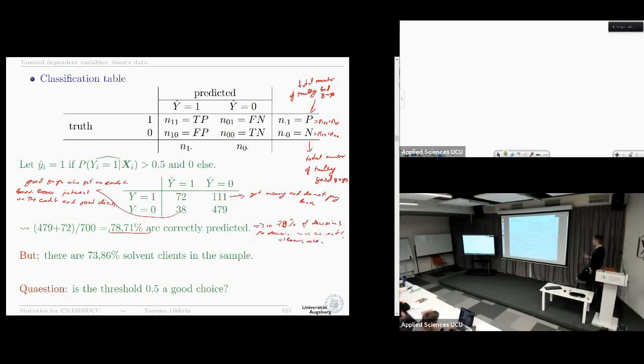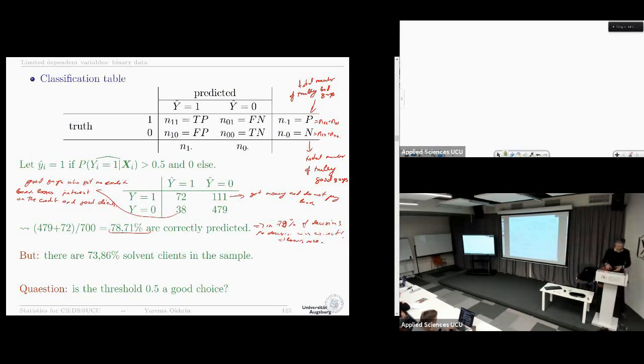But when we think about the fraction of the solvent clients in the sample, we have roughly 74% of solvent clients. So the whole sample is slightly unbalanced. There are three quarters good clients and one quarter bad clients. Now let us think about this sentence here.